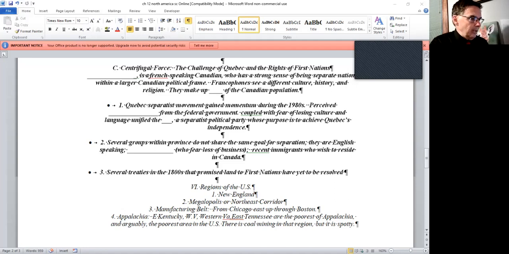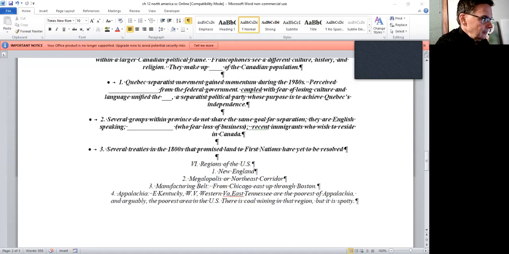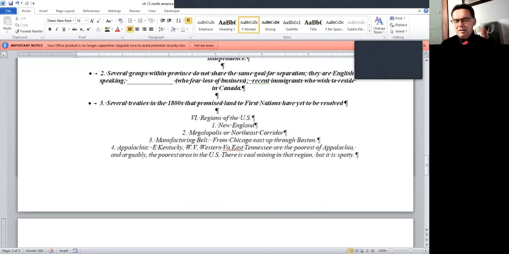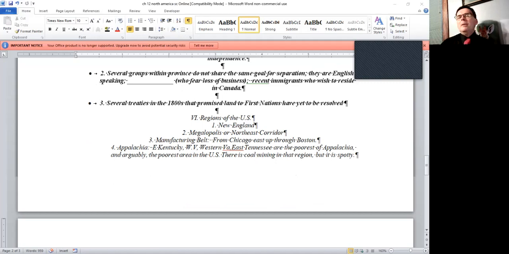The first one will be New England. Your second, and turn to page 561 for this one, the megalopolis or the Northeast Corridor. When I was doing my heads up terms, I had the Northeast Corridor there, and I had a brain lock. I was thinking, what's the other word we use? I only wrote it down 1,000 times. It's megalopolis, which some of you have heard of, page 561.